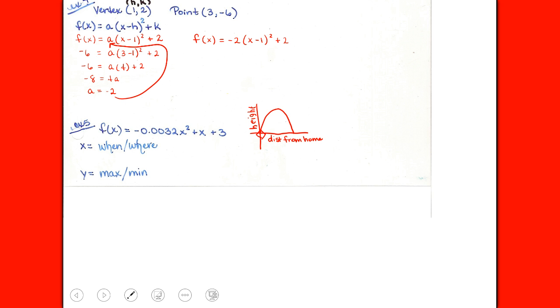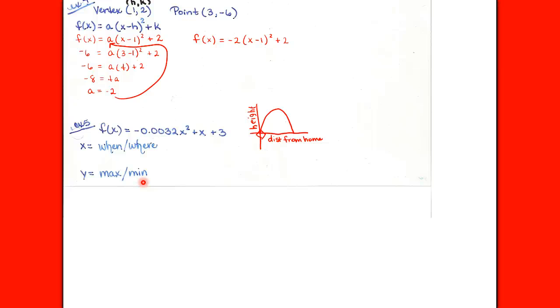When you're working with an application, most often with quadratics, your x value is going to represent when something happened or where something happened. Your y value is going to represent the actual maximum or minimum. The reason that's significant is in a word problem, they typically ask you for one or the other of those things. Like they might say, how far away was the ball from home plate when it reached its maximum height? Or they might say, what was the maximum height of the ball? But those two answers would be different things. So it's important that I answer the question that they ask.